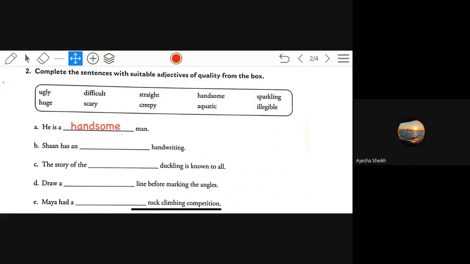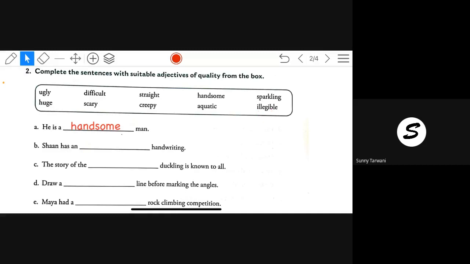Ugly. Huge. Article and sparkling. Article is given before. Very creepy. Illegible. Article N is given. So here the answer will start with a vowel and the answer is illegible.